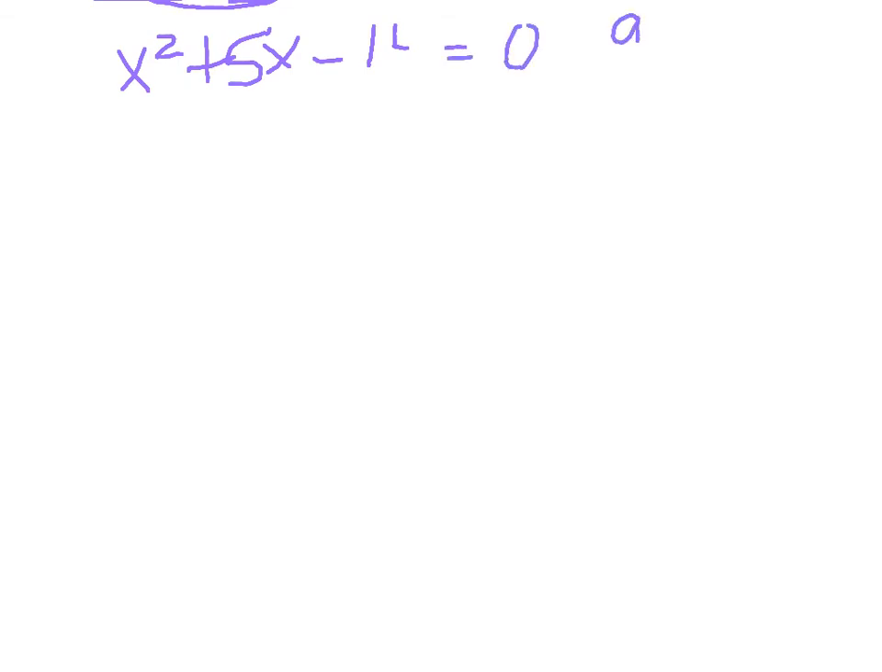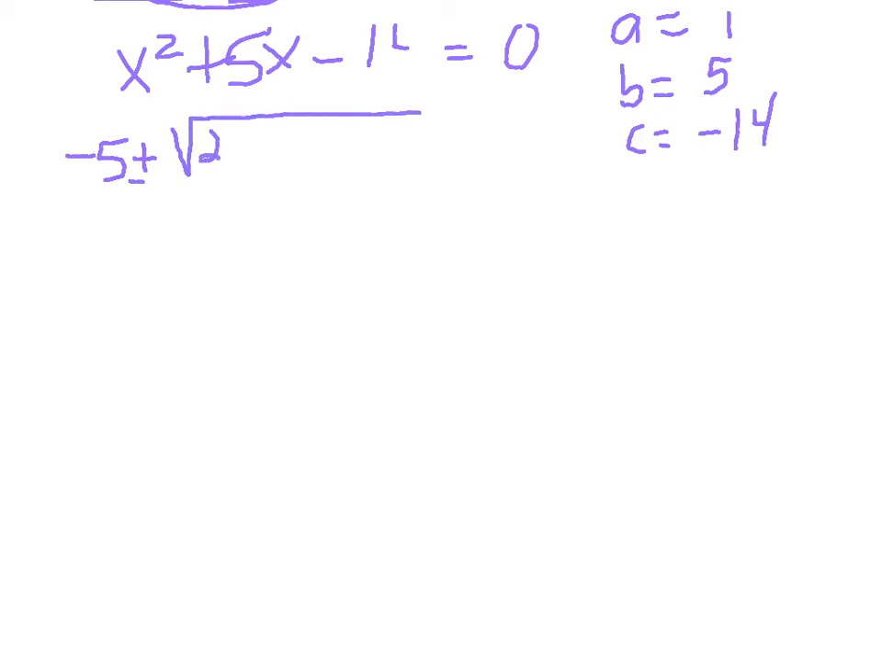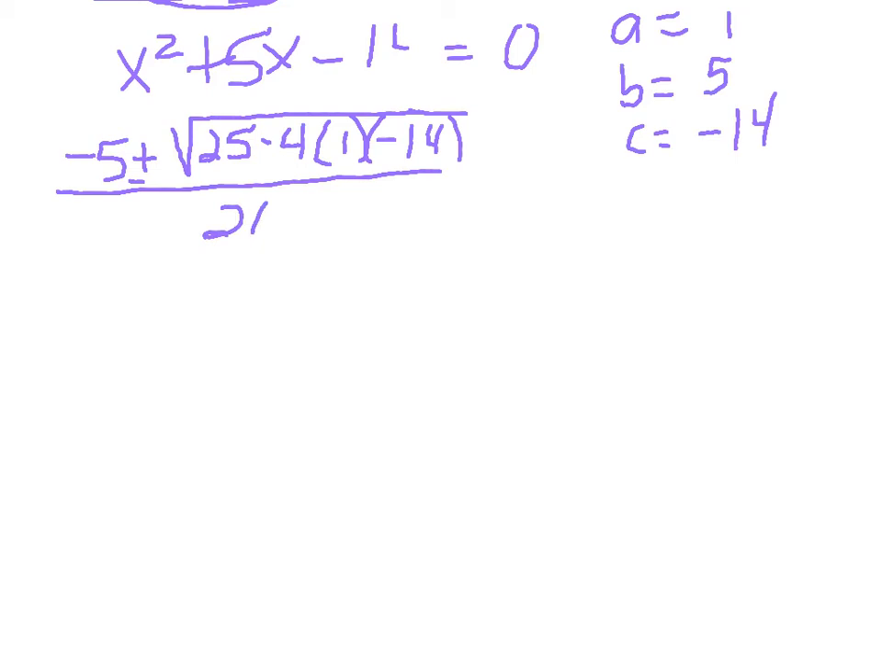Again, where do we start? We need our a, we need our b, and we need our c. The A value is the one in front of the x squared, it's 1, the b value is 5, and c is negative 14. Now we need to plug those into our quadratic formula. So the opposite of b, plus and minus the square root of b squared, which will give us 25, minus 4 times a times c, all over 2 times a.